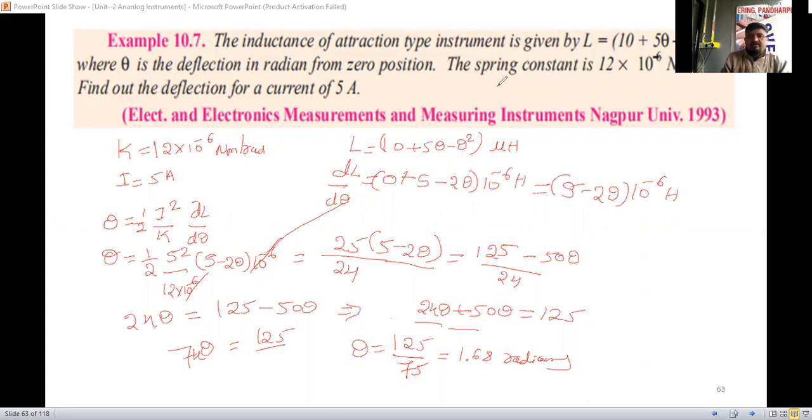Some people are joining late. Once I have connected the plate it is difficult. Roll number 28 is joining now.